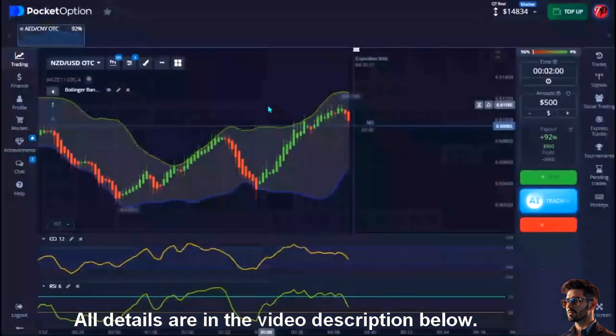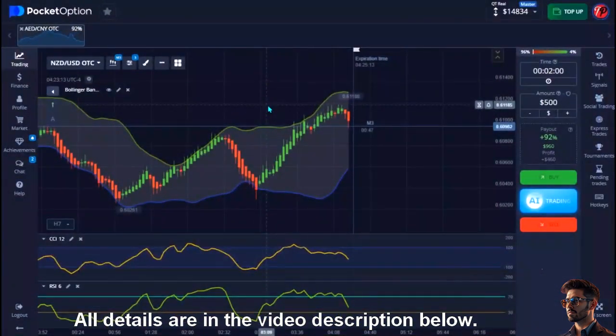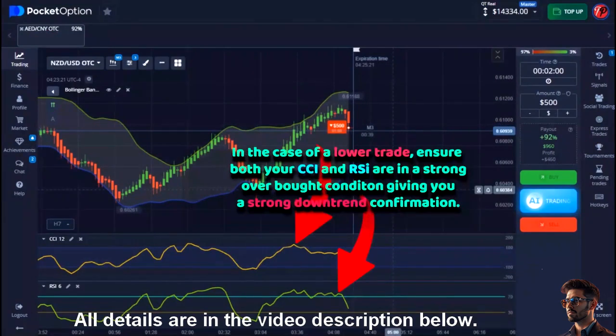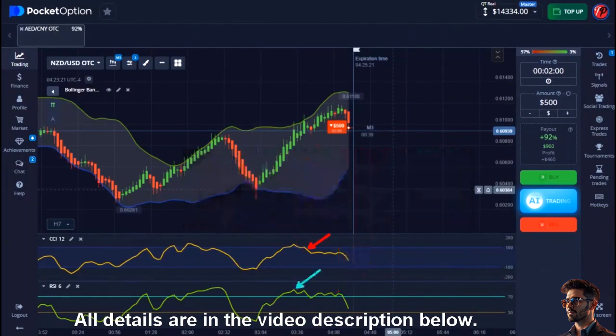All right, okay guys, over here I find a moment. So right now I'm going to enter a trade on this before I explain. The number one thing over here is how this strategy works. Anytime you are going for a down trade, the number one thing is to make sure that your CCI and your RSI are both in a very strong overbought condition. Make sure that both lines are actually giving you a strong downtrend, just like what is happening right now. Make sure that your CCI and your RSI are both giving you a strong downtrend. So that's the number one thing.